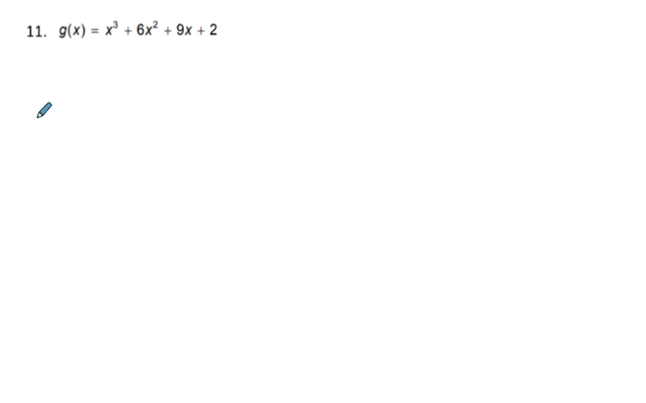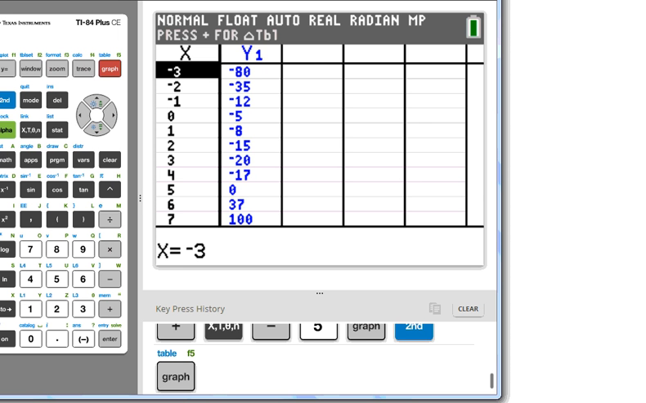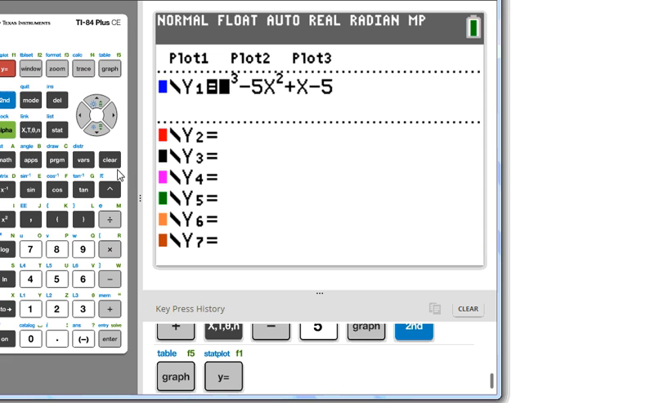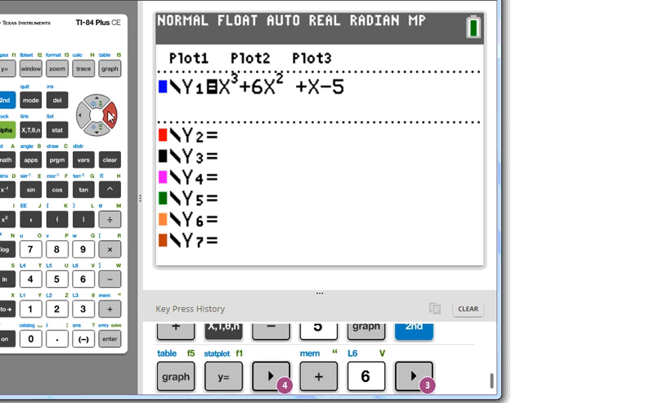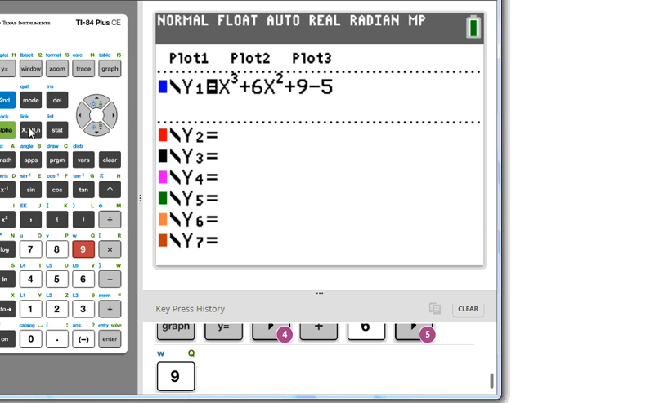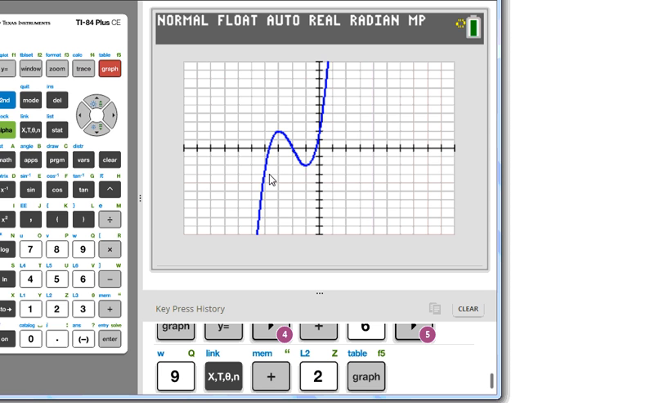Number 11, we have x cubed plus 6x squared plus 9x plus 2. So we graph this here.